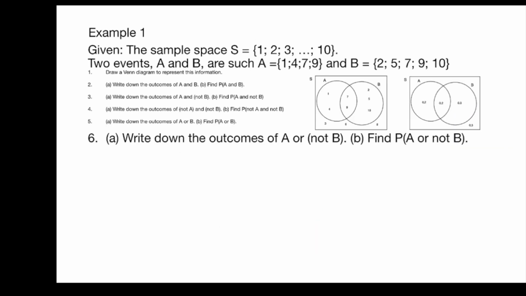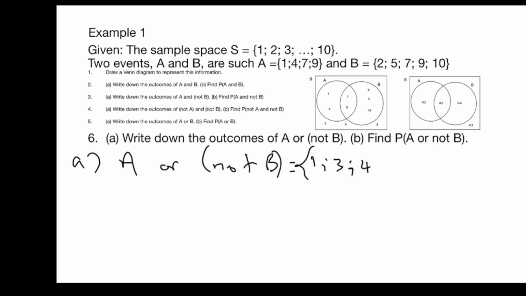And number 6, we want A or not B. So this means we take everything that is in A and everything that is not in B and we put them together into one set. And that will give you 1, 3, 4, 6, 7, 8, 9.